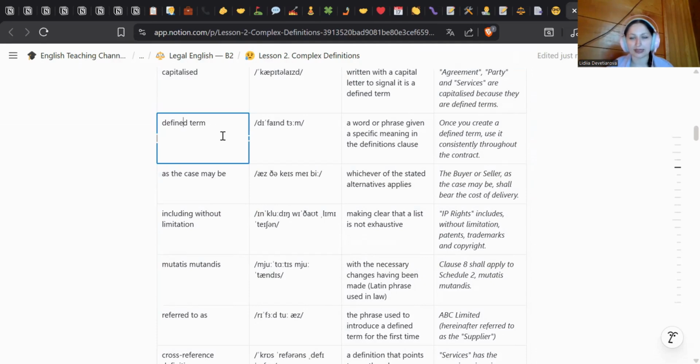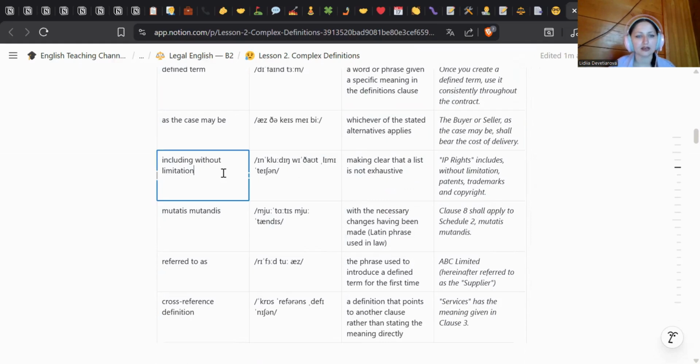Defined term. That's a word or phrase that is given a specific meaning in the definition clause. Once you create a defined term, use it consistently throughout the contract. As the case may be, whichever of the stated alternatives applies. The buyer or seller, as the case may be, shall bear the cost of delivery. Including without limitation, making clear that the list is not exhaustive. IP rights includes without limitation patents, trademarks, and copyright.